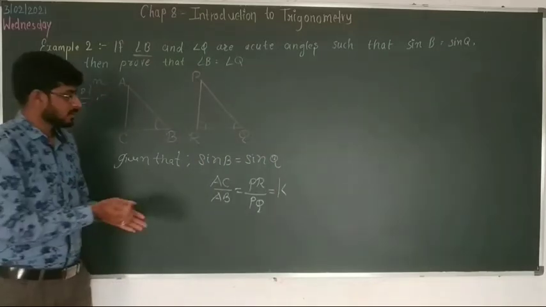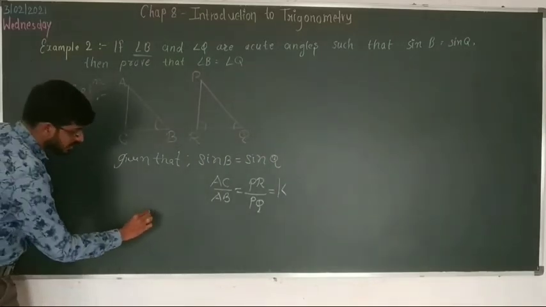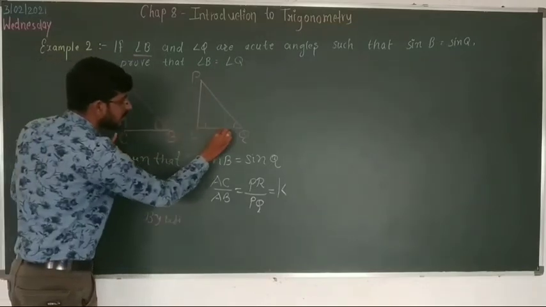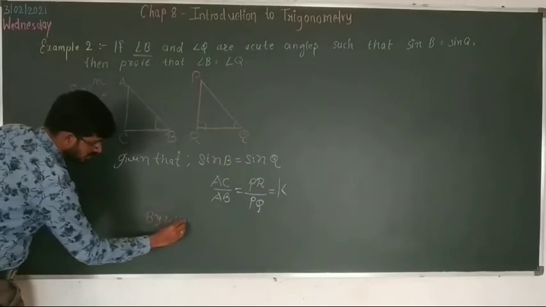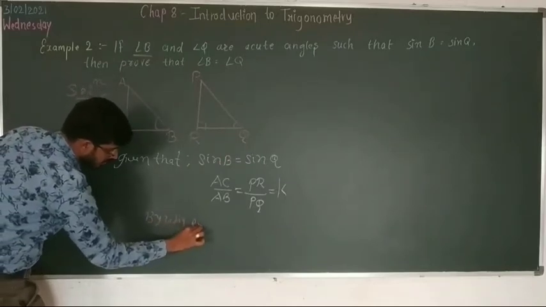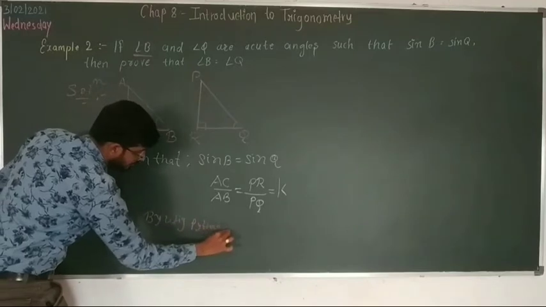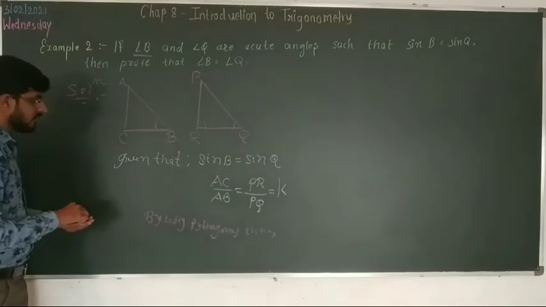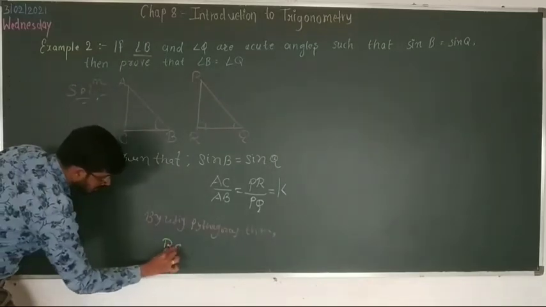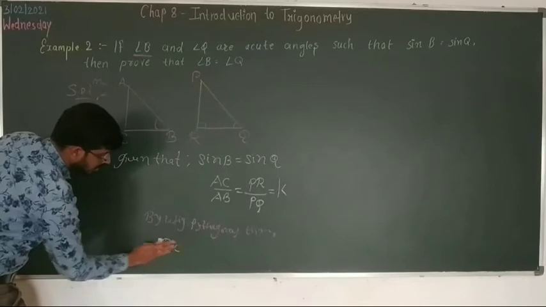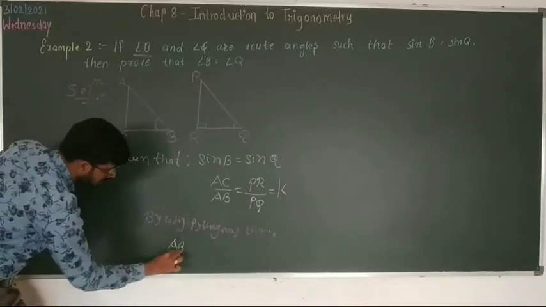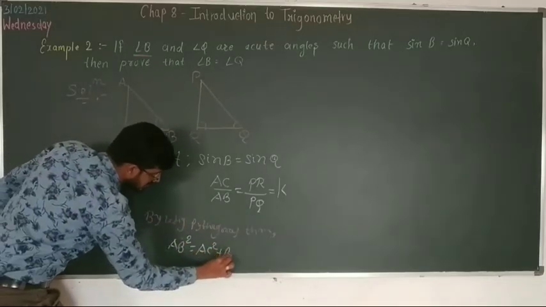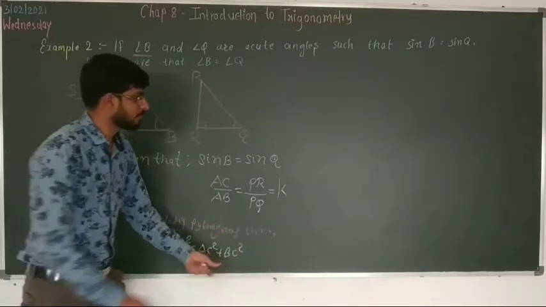Now see, by using Pythagoras theorem, find out BC and RQ. What is the value of BC? First of all write down AB square equals AC square plus BC square. So what is the value of BC?